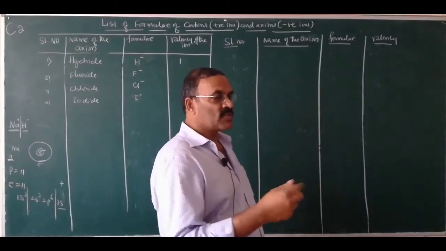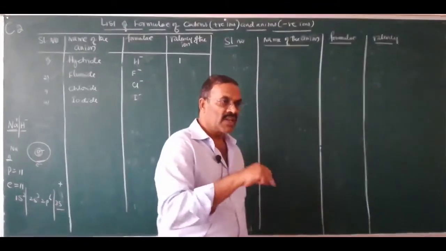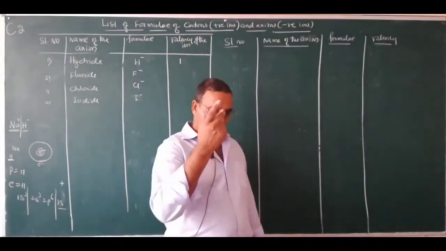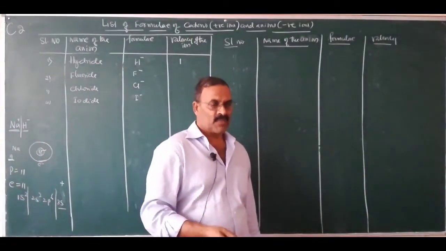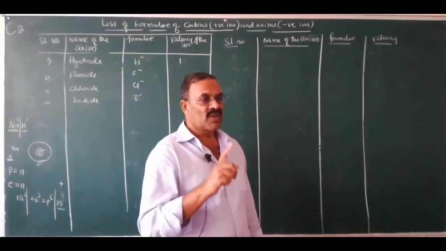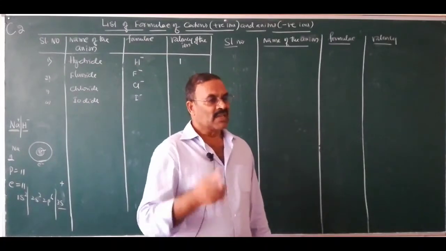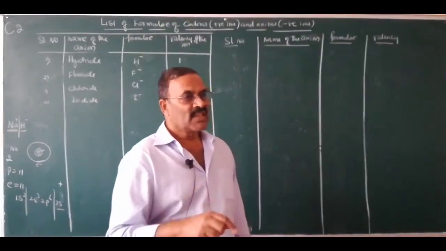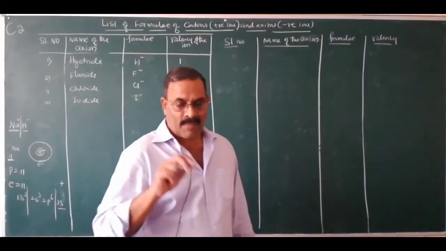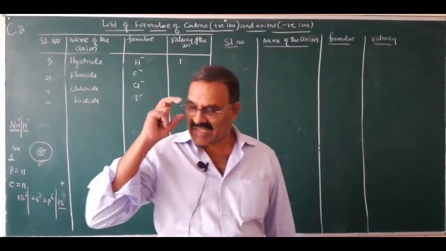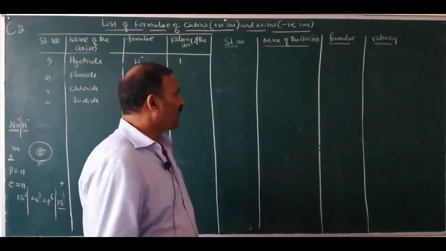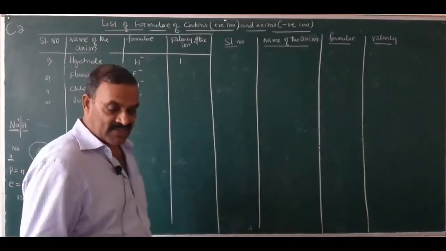Similarly, if it accepts one electron, it acquires one negative charge, and if it accepts two electrons, it acquires two negative charges, like that. So positive charges indicate the number of electrons lost. Negative charges indicate the number of electrons gained. This little thing you just bear in your mind. We will discuss it later on.